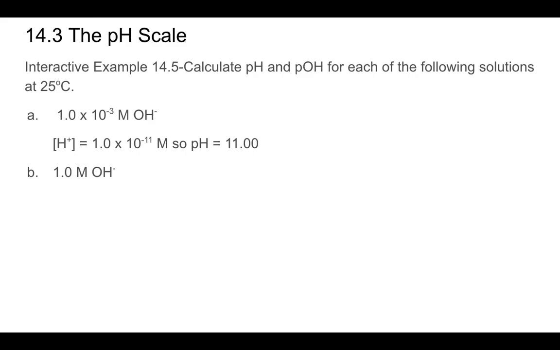I don't think I typed that in there. I should have, because it did say calculate pH and pOH. The pH is going to be 11. The pOH is going to be 3. And 11 plus 3 equals 14. pH plus pOH equals 14.